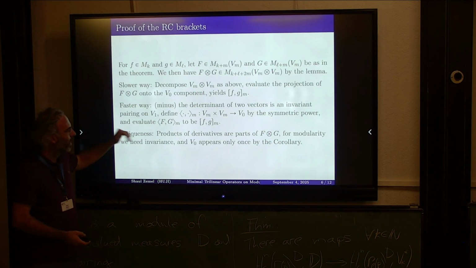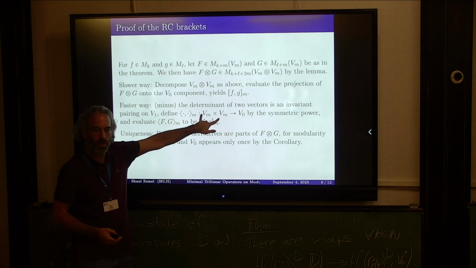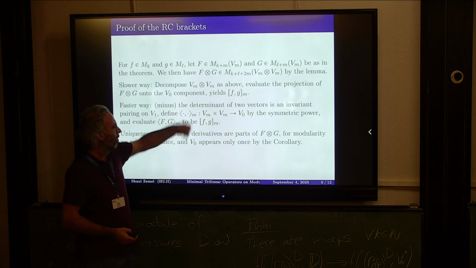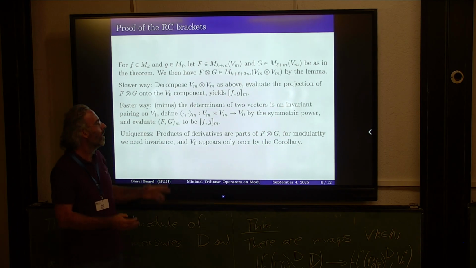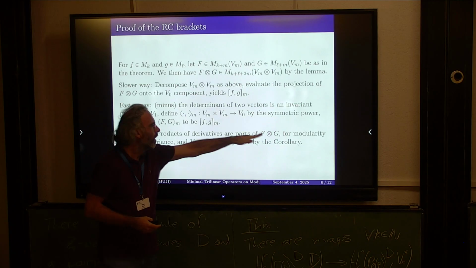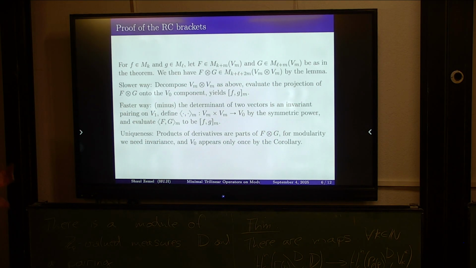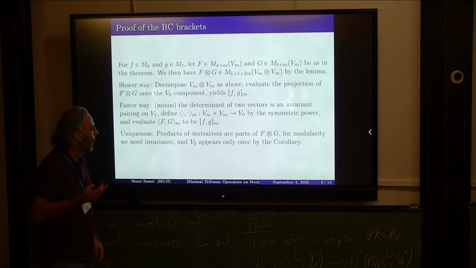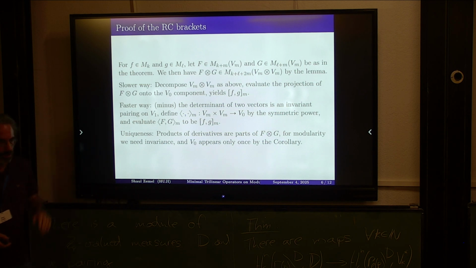And why is it unique? It is unique because the only way to get something with the m's derivatives is playing with the components of this capital F and this capital G, and you have only a single V0 there, and this means that you have only one way to get a modular object out of these things. Of course, when I say unique, it's always unique up to scalar multiplication. I don't care about that.